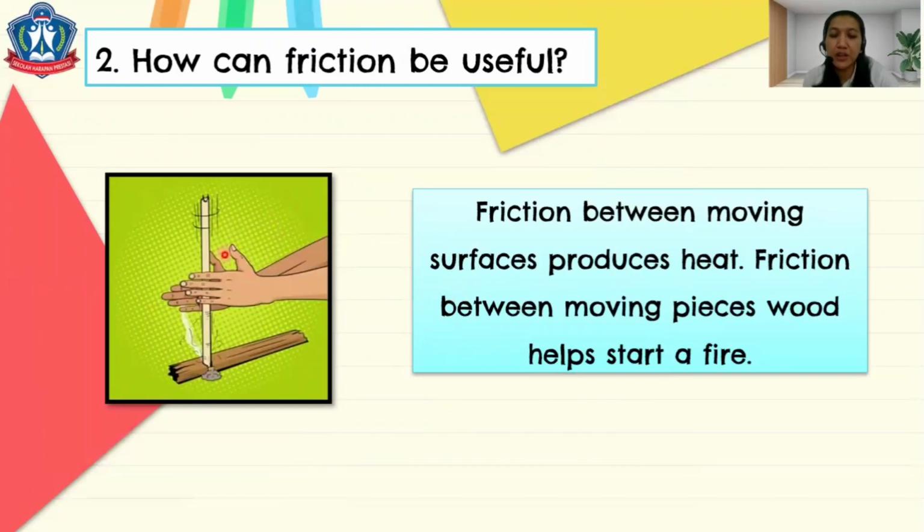Another example, friction between moving surfaces produces heat. Friction between moving pieces of wood helps start a fire.